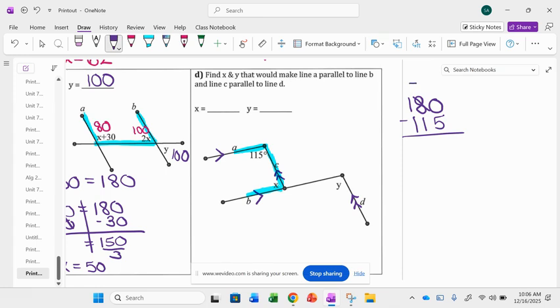So I'm going to need to borrow. 10 minus 5 is 5. 7 minus 1 is 6. 1 minus 1 is 0. So that means X is 65.